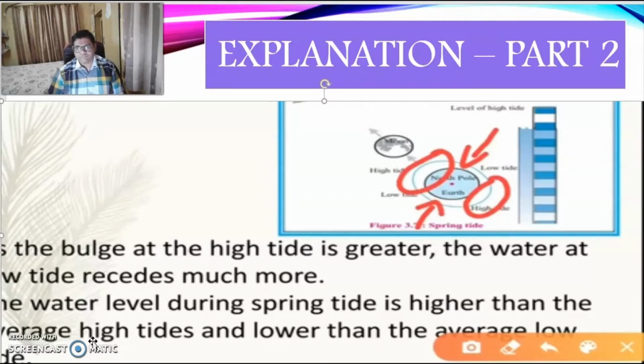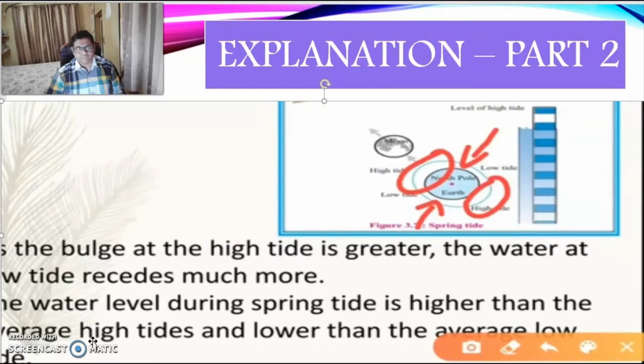The water level during the low tide will be lesser compared to the average low tide. Because of the gravitational pull of the sun and the moon, the high tide is higher compared to the other average high tides. So the water level during spring tide is higher than the average high tides, and at places where there is low tide, the water level will be lower than the average low tides.